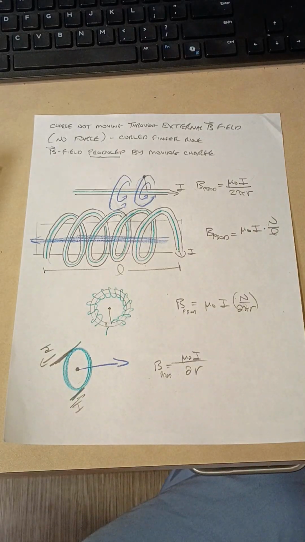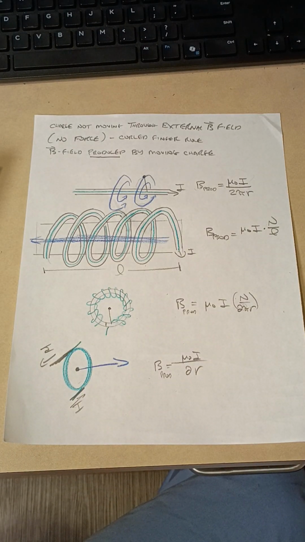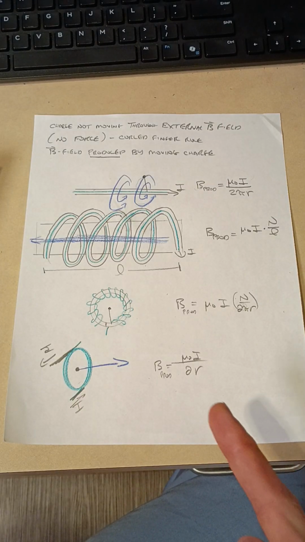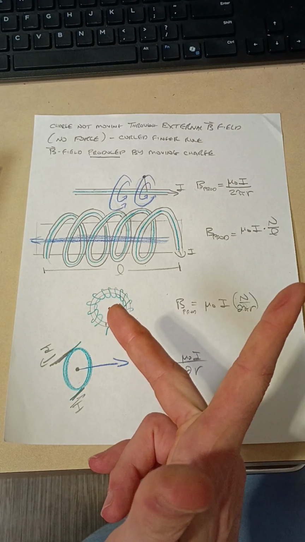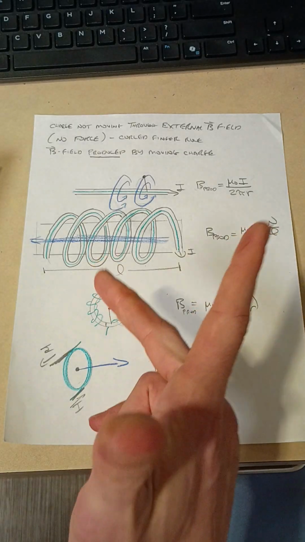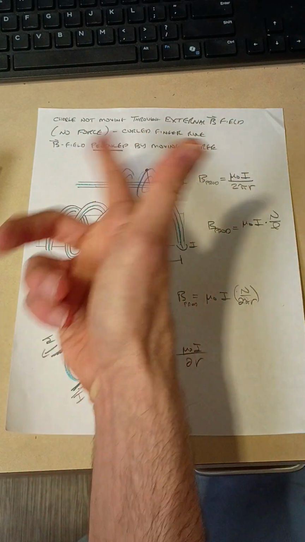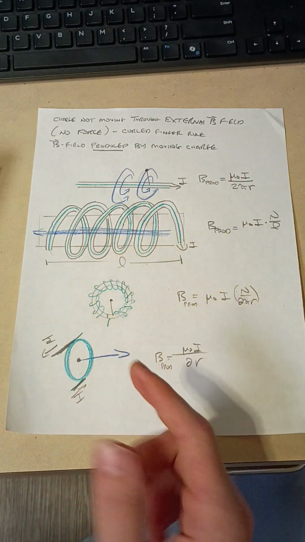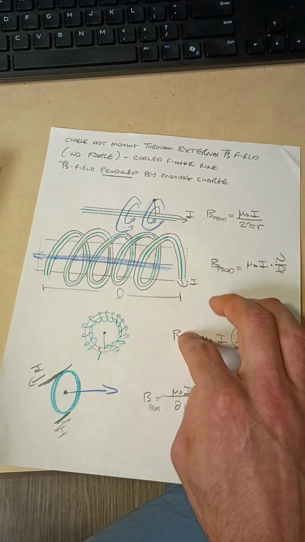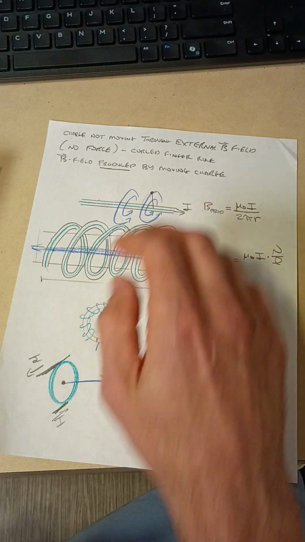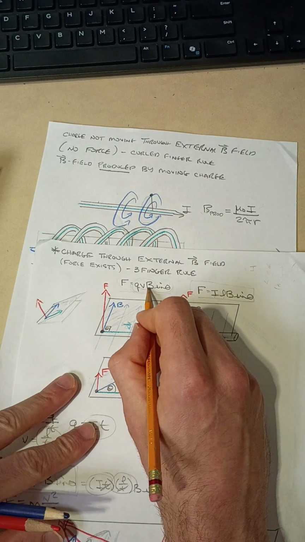So that gives you at least some understanding of the two scenarios and which way to use the right-hand rule, right? Use a 3-finger rule for a charge moving through an external magnetic field, and there's a force in there. Here, you use the curl finger rule. There is no force anywhere. You're just talking about the magnetic field. And each magnetic field has a different formula. Whereas up here, the magnetic field doesn't have a formula.